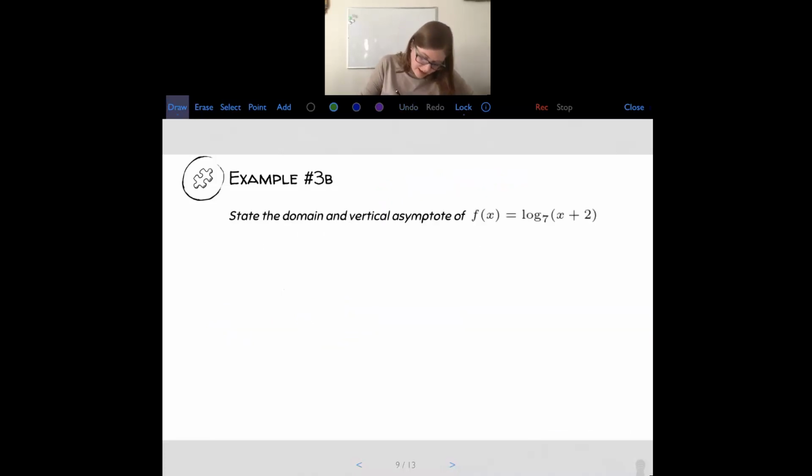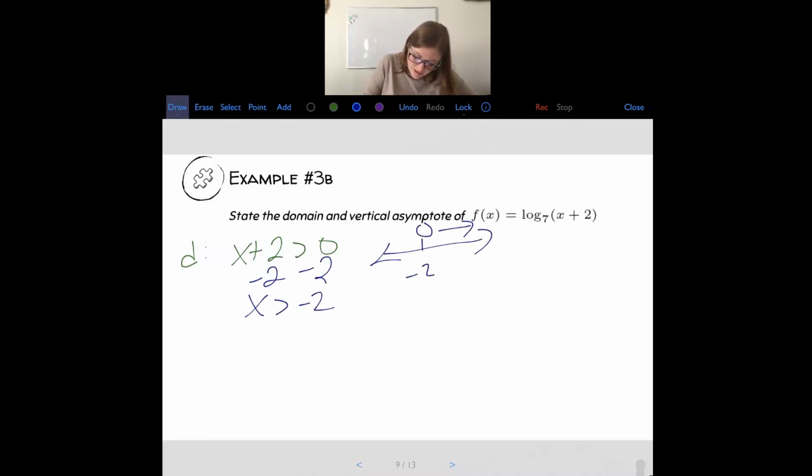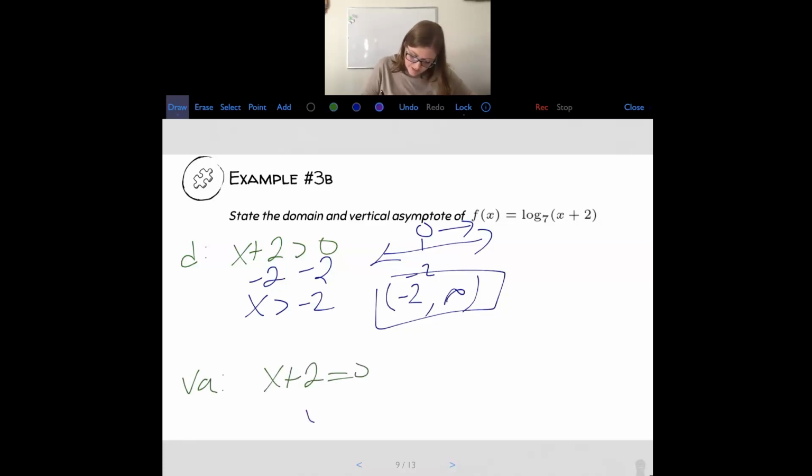So state the domain. So for domain, we take x plus 2 and set it greater than 0. By solving for x, we get x greater than negative 2. So if you write this out in interval notation, you would get negative 2, parenthesis, because it cannot equal negative 2, to infinity. And then for the vertical asymptote, we take what's inside, x plus 2, and set it equal to 0, and we get negative 2. Okay, so x equals negative 2 is the equation of our vertical asymptote.